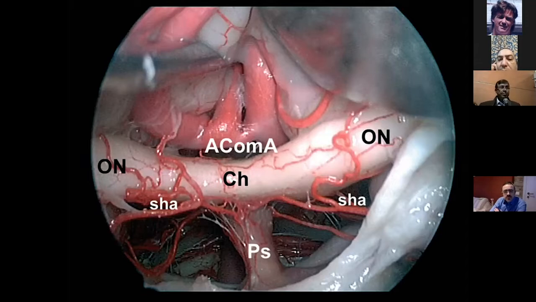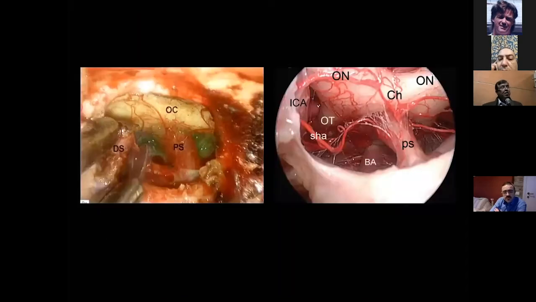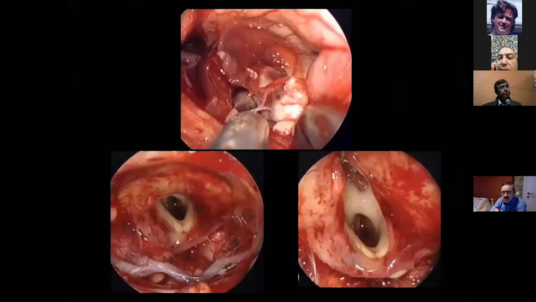This is the chiasm as seen from below, from the nose. Chiasm, optic nerve on the left, optic nerve on the right, the pituitary tube, the blood vessels, the inferior hypophyseal artery, superior hypophyseal artery, anterior communicating complex. Beautiful anatomy. Optic chiasm, pituitary tube. Again, look at the anatomy here.